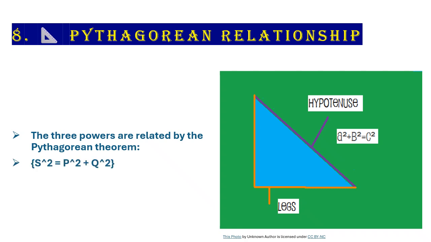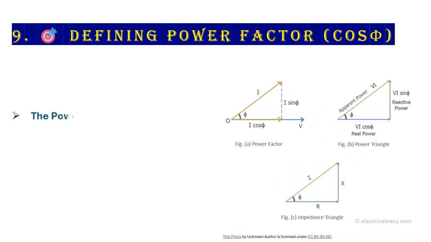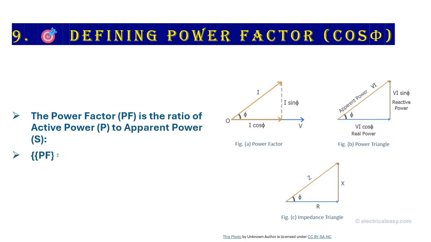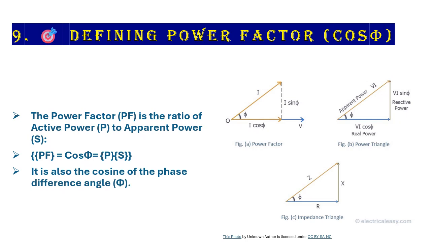9. Defining power factor, cos φ. The power factor, PF, is the ratio of active power, P, to apparent power, S. PF = cos φ = P/S. It is also the cosine of the phase difference angle, phi.